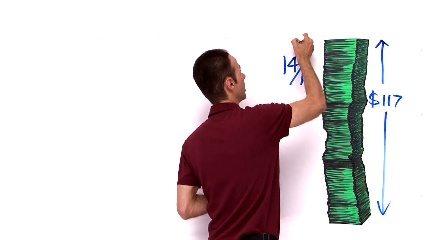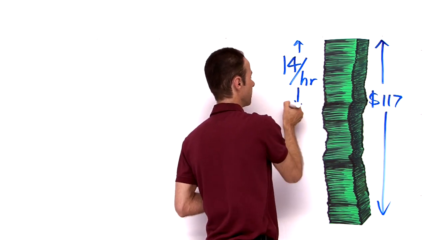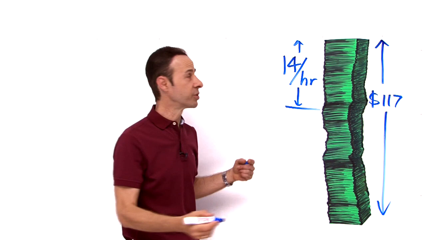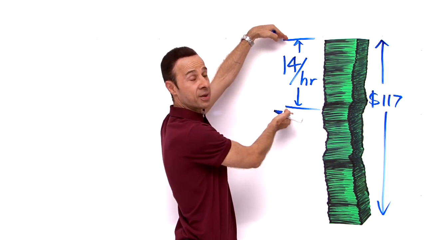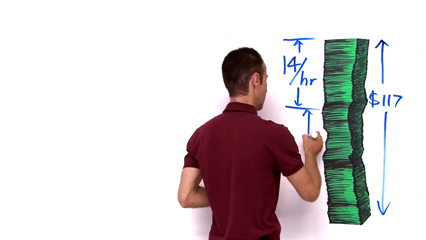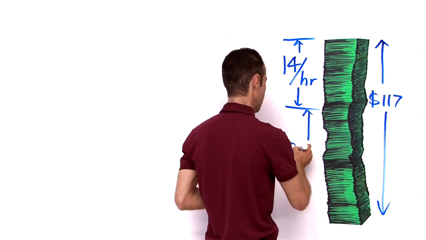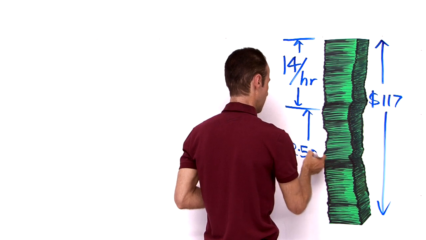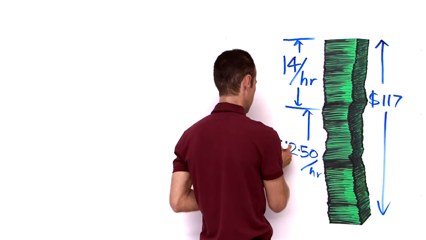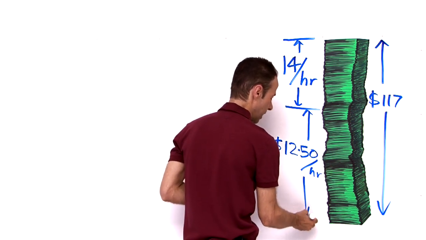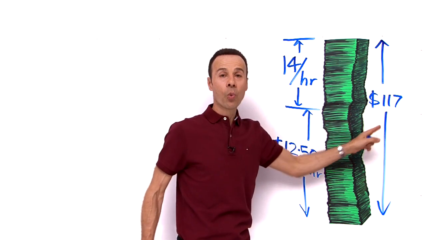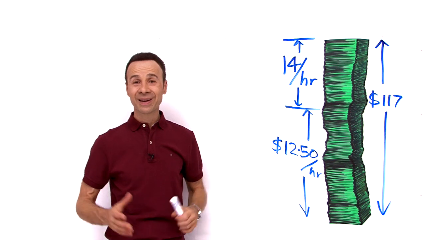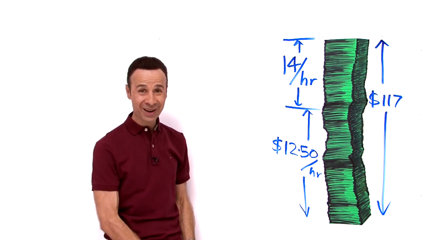So let's just say $14 an hour. Let's pick an arbitrary point there. Anywhere will do. So $14 an hour, this part. And then he gets $12.50 per hour after that. And that's all going to stack up to and equal $117.